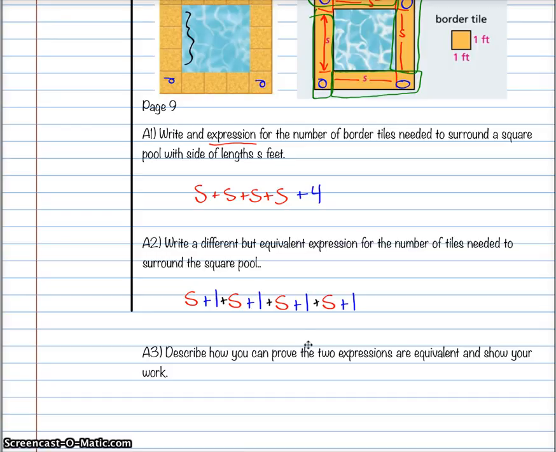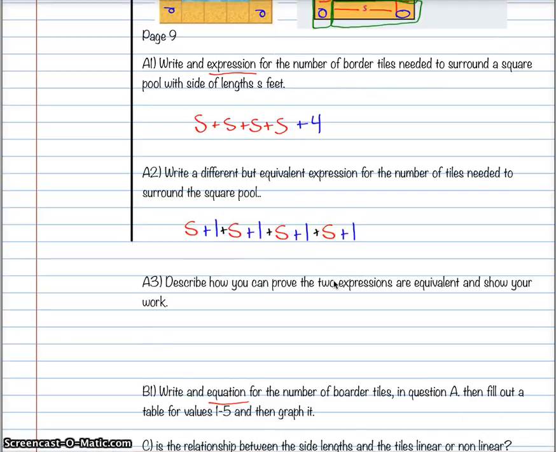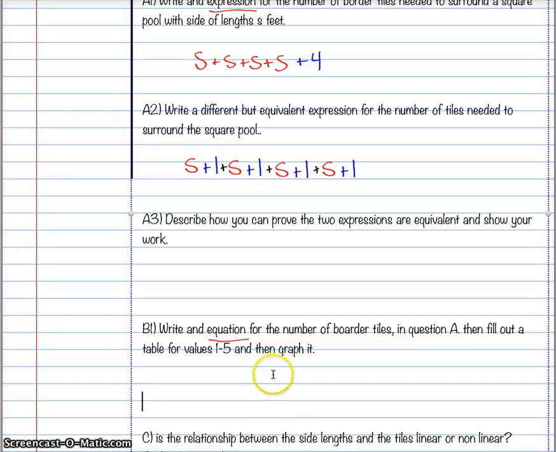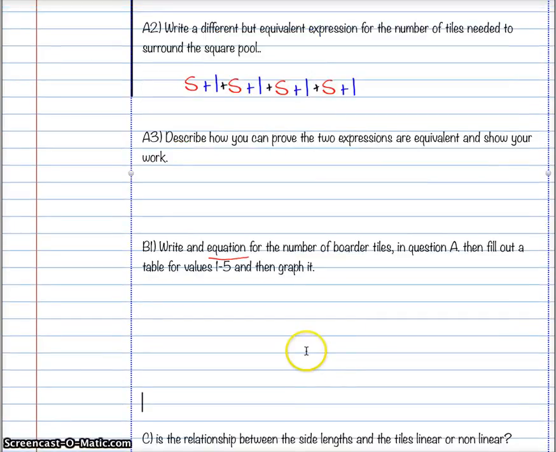Describe how you can prove that the two expressions are equivalent. You know what, this one here, you can do that one on your own. A3, you can do on your own, and I'll work on B1. Again, if you want to work on this on your own without my help, because these are the ones I thought would be a little confusing. So I'm going to write an equation now, and it tells you to write an equation for the number of bordered tiles in question A, then fill out tables and graph it.